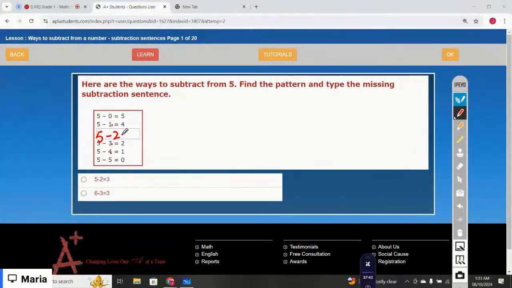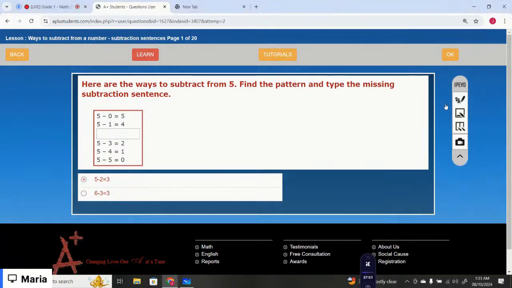So 1 plus 1 makes 2, that is 5. Take away 2 is 3. That is the missing number, right? Option number 1 is the correct option. That is 5. Take away 2 is 3.